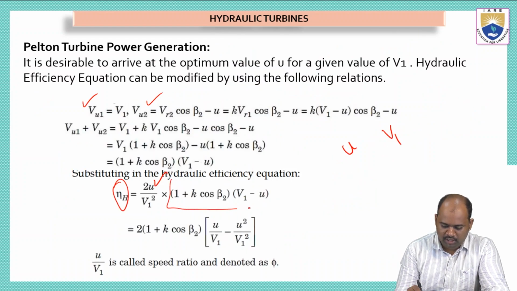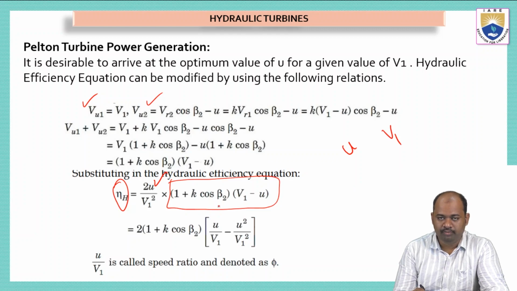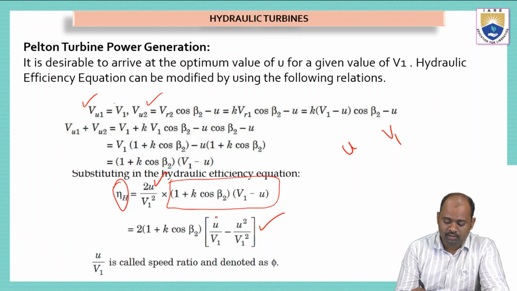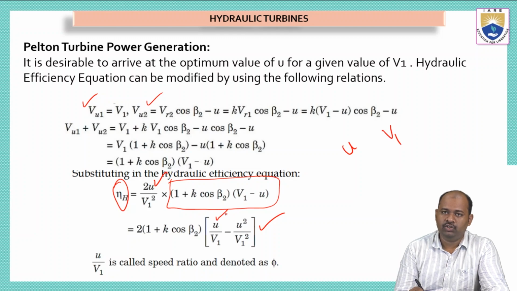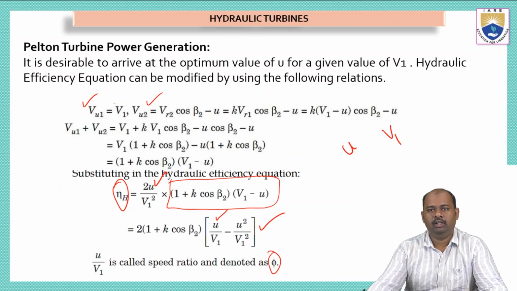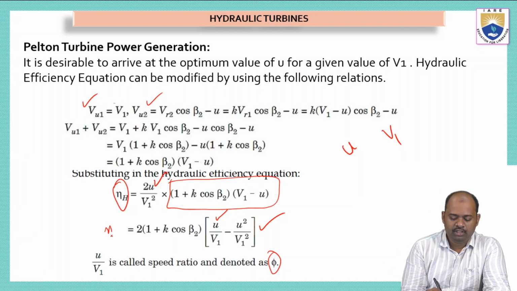Now this is changed. This entire thing is changed, like 1 plus k cos beta 2 multiplied by v1 minus u. So upon simplification, we will get this formula like 2 times 1 plus cos beta 2 multiplied by u by v1 multiplied by minus u square by v1 square. Now see here, this u by v1 is the ratio of the speed of the bucket divided by the speed of the jet. Now this ratio is denoted with phi, where we will simplify the hydraulic efficiency formula.